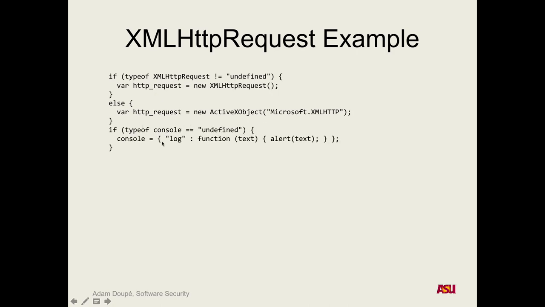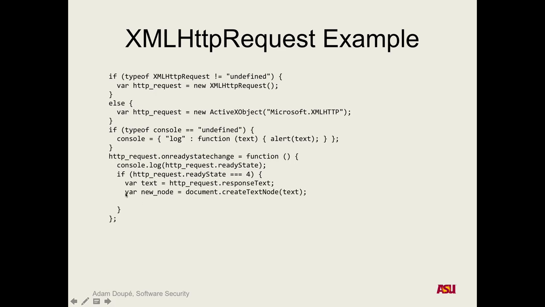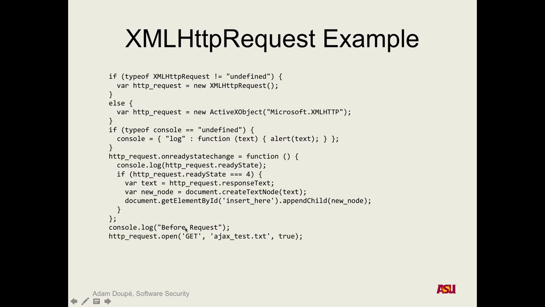Then if you have a console, so to prove that this does work in old browsers, I ran this in IE6. IE6 does not have a console.log to show you stuff. So here, I'm defining a console object, faking it, with the log function, which pops up an alert box for the text. Now I'm specifying the onReadyStateChange of this request to log the ready state, and if it's 4, creating a text node with that child. I can log the before request, then make a GET request to the AJAX text, send it, and get it.